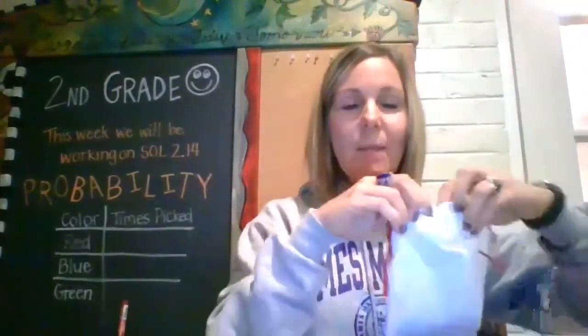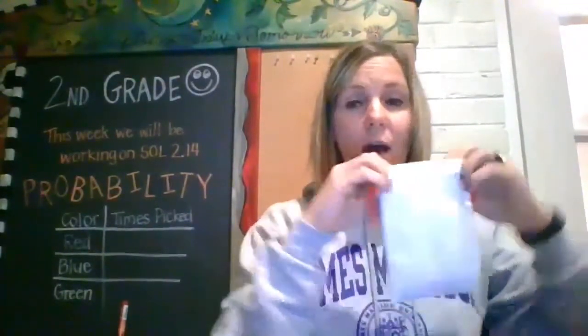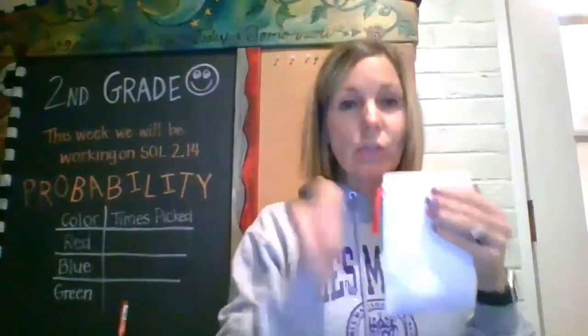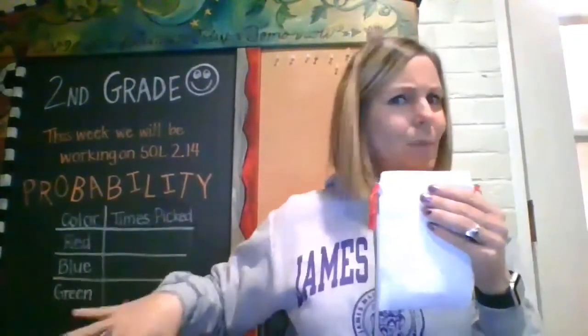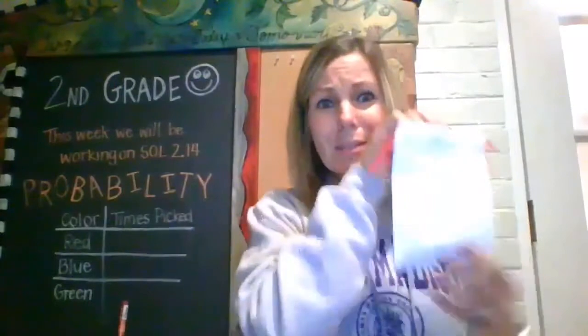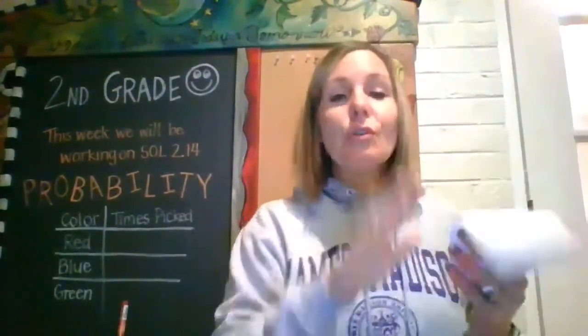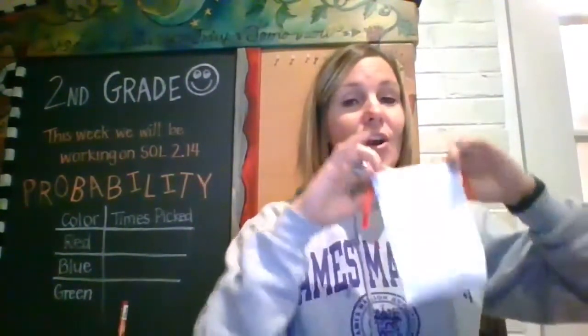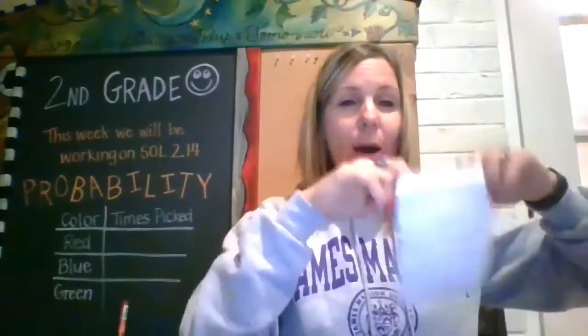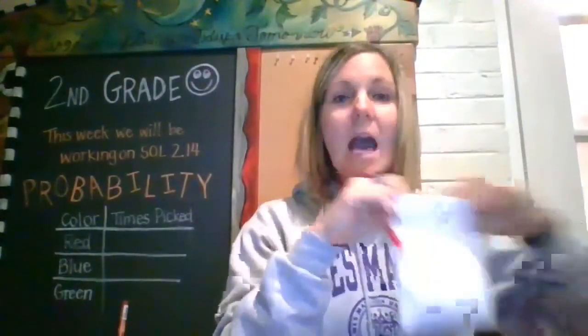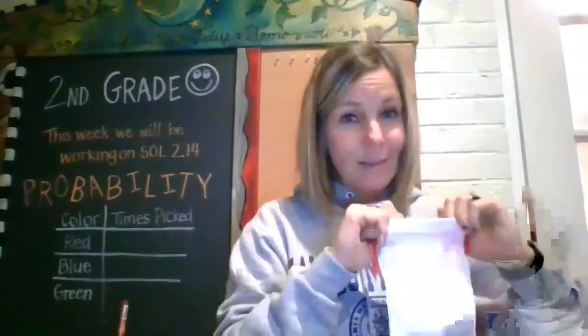Now, each time I pull a counter out, I want you to mark it on your tally chart. I'm not going to do mine yet. I'm going to do mine when I'm done because right now I'm pulling the counters. So you mark it on your tally chart. You've made a prediction about which one I'm more likely to pick. I'm going to choose 10 times.